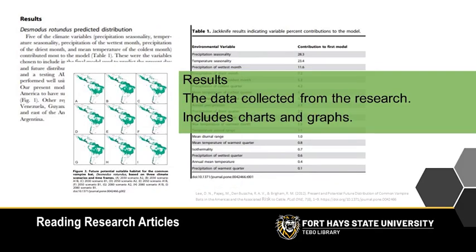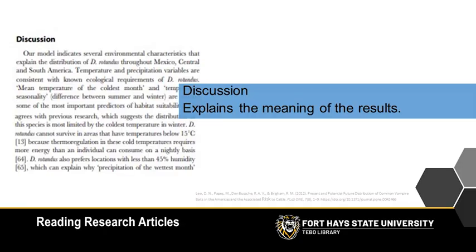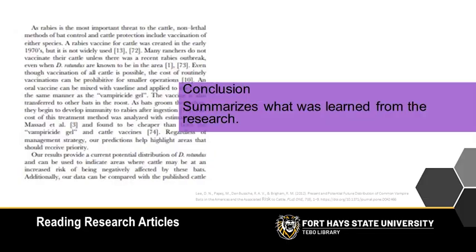The results. This is the data and information collected and analyzed during the research. This is often illustrated with charts and graphs. The discussion. This section explains the meaning of the results and any limitations on the research. The conclusion. Not always labeled, this summarizes the important information learned from the research and may offer what steps researchers need to take next.